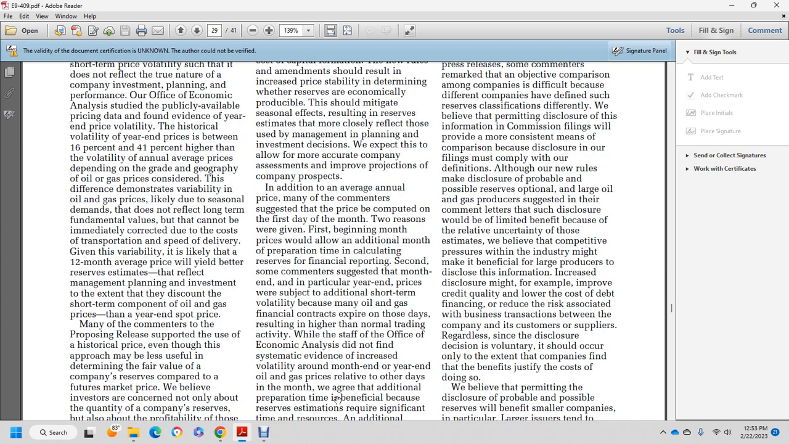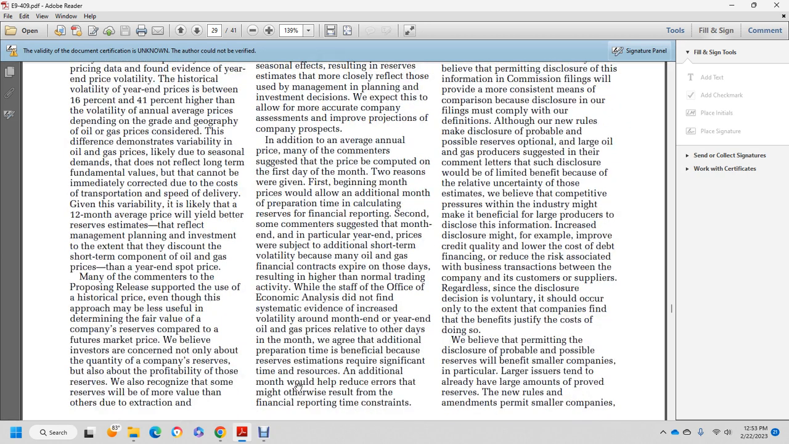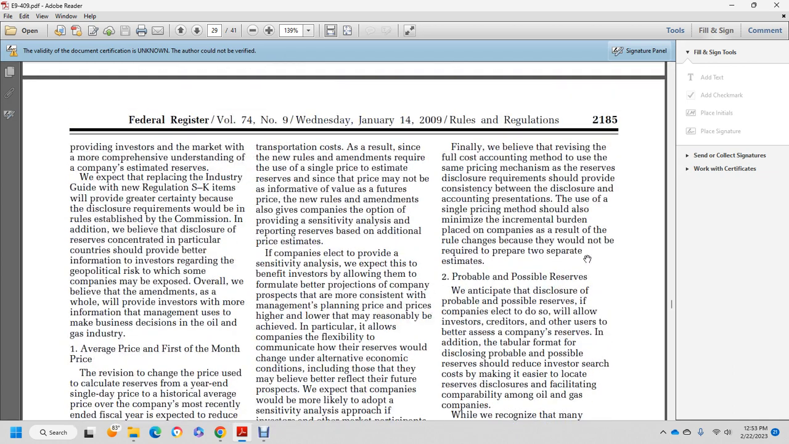We agree that additional preparation time is beneficial because the reserve estimates require a significant amount of work, and it would help reduce the errors that might otherwise result from financial reporting time constraints. Finally, we believe providing the full cost accounting method with the same pricing mechanism as the reserve disclosure requirement should provide consistency between the disclosure and the accounting presentations. The use of the single price method should also minimize the incremental burden for companies as a result of the rule changes because they would not be required to prepare two separate estimates.